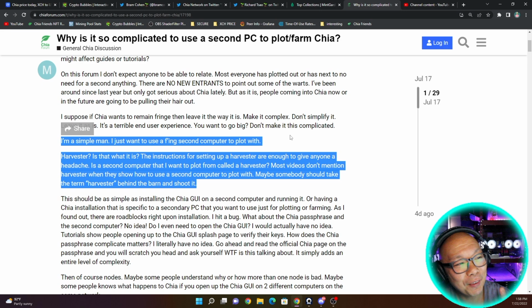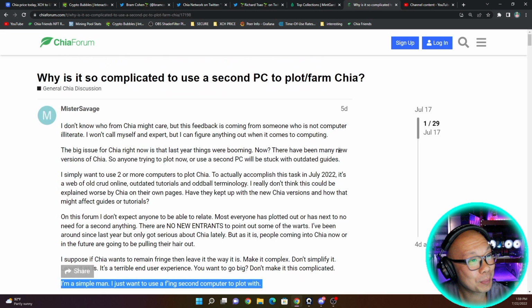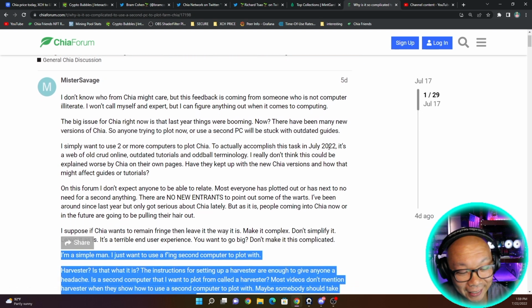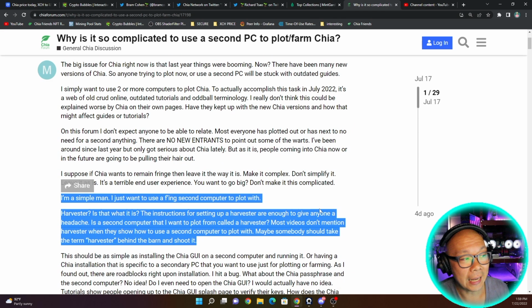Let's go over to the Chia forum. What I wanted to point out more specifically today is, why is it so complicated to use a second PC to plot and farm Chia? I would say in the early stages a year ago, it was very complicated, but now I think there is so much more resources and so much more information and videos out there to assist on this that it shouldn't be as complicated as it used to.